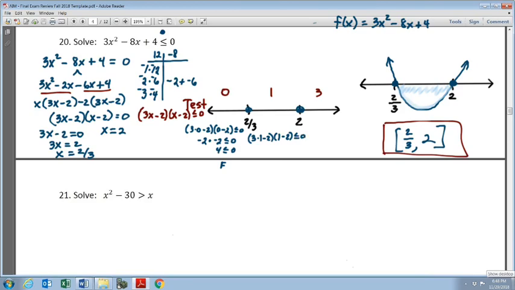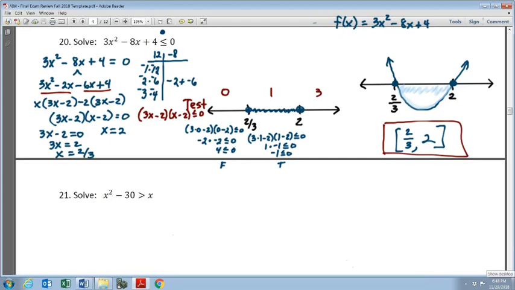Well, 3 times 1 minus 2 is 1. And 1 minus 2 is negative 1. 1 times negative 1 is negative 1, and negative 1 is less than or equal to 0, so that's true. And so we're going to shade there.